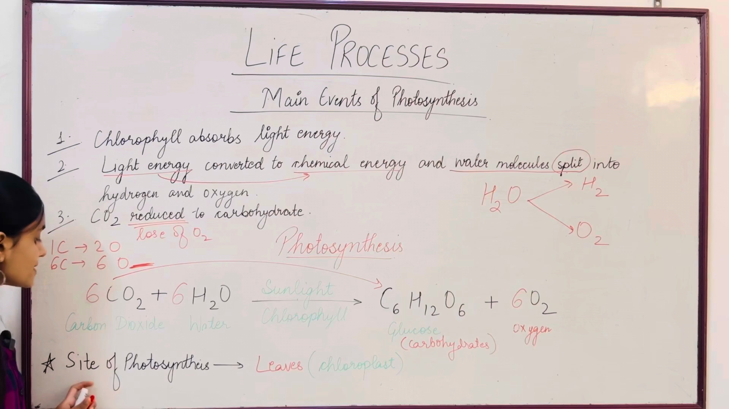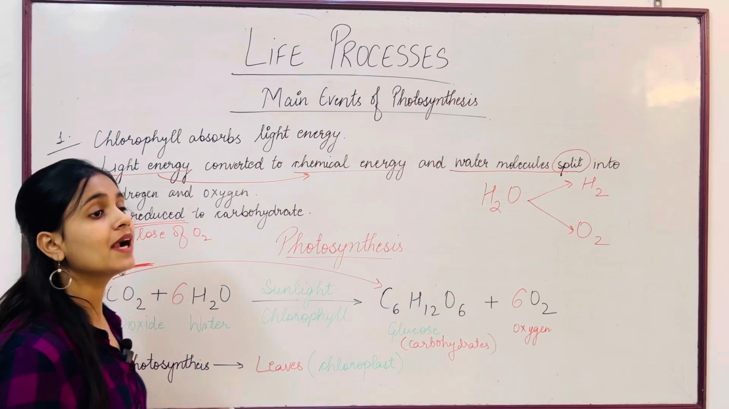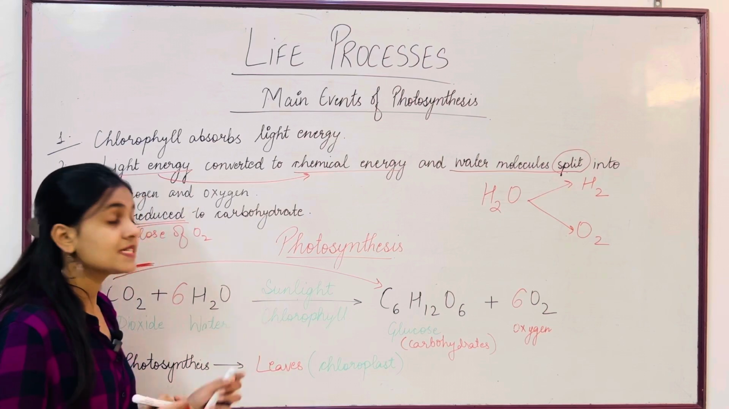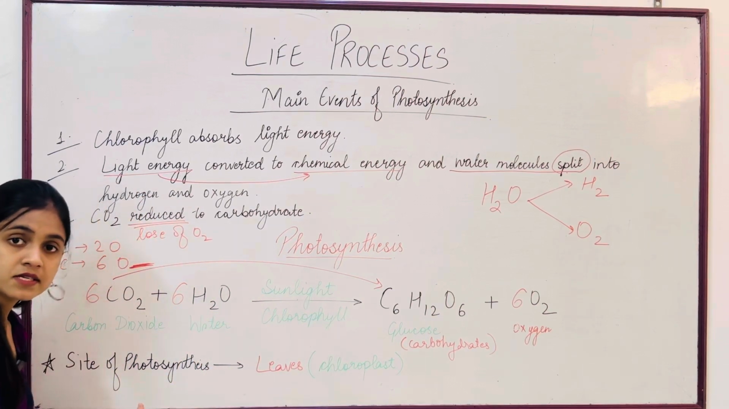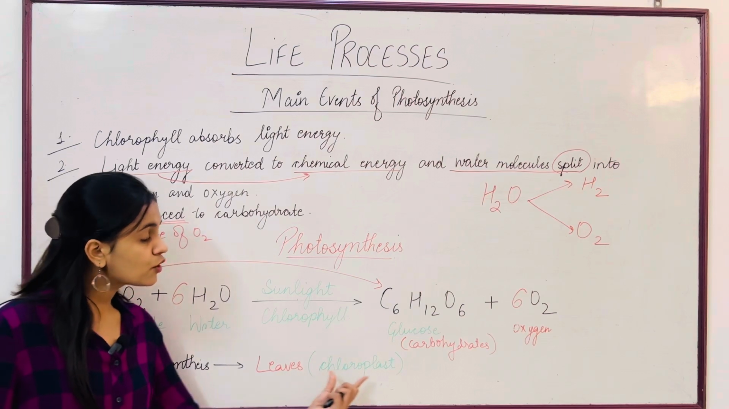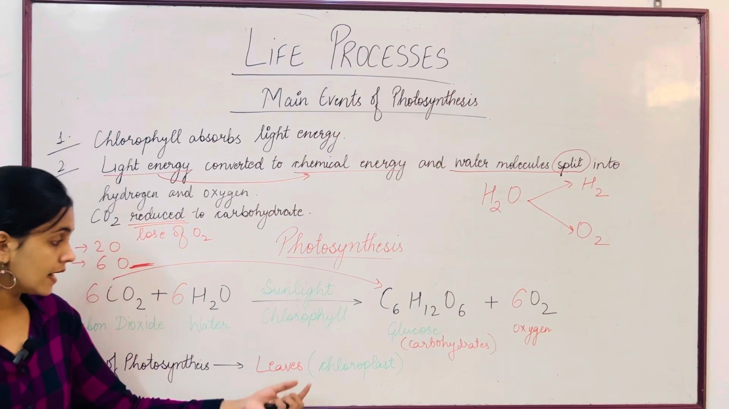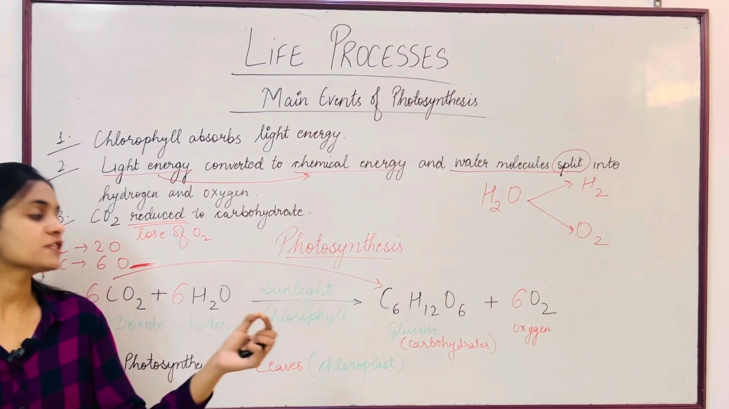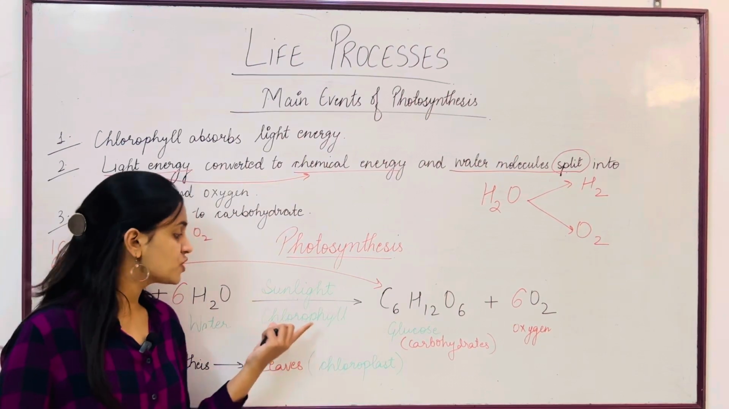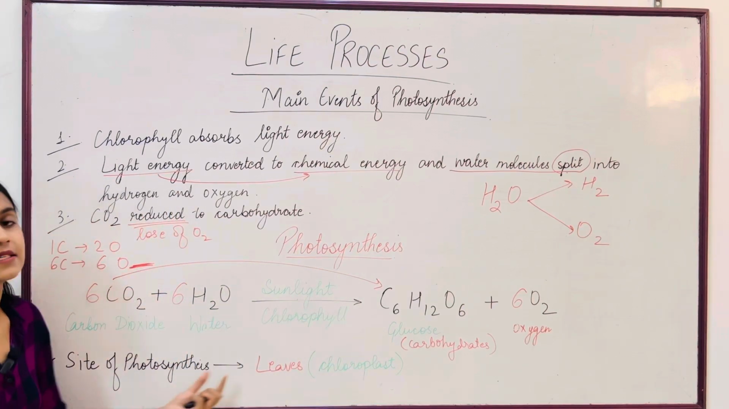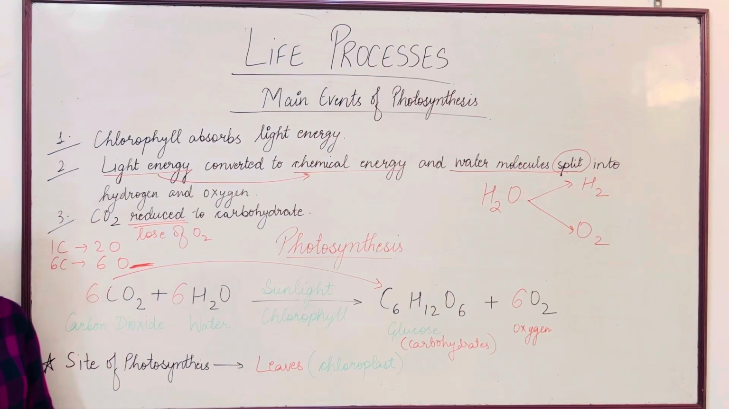Now we'll see what is the site of photosynthesis. But a plant has many parts like flowers, roots, leaves, stem. So where does photosynthesis occur? It is the leaves. Why leaves only? Because chloroplast occur in leaves. And I have told you that in chloroplast, a green color pigment is present, that is chlorophyll, which is necessary for photosynthesis. That's why the process occurs in leaves.